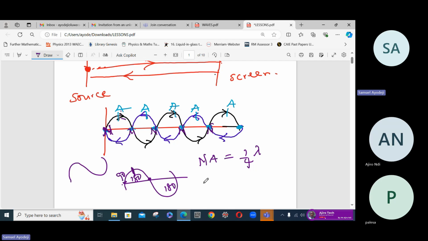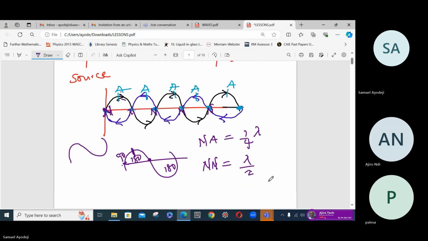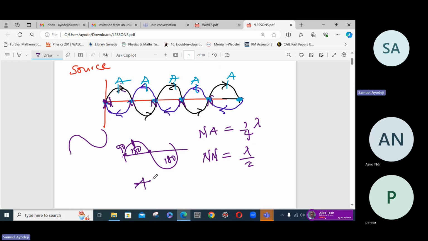So you can also have node to node. That is lambda over 2, dividing by 2 from here to here. That is 180 divided by 2. Now you can have as many. Let me combine. You have A, N, A. From A to A, it has to be A to N first, which is lambda over 4, then N to A, that's lambda over 4. So lambda over 4 plus lambda over 4 gives lambda over 2. So A to A is lambda over 2.